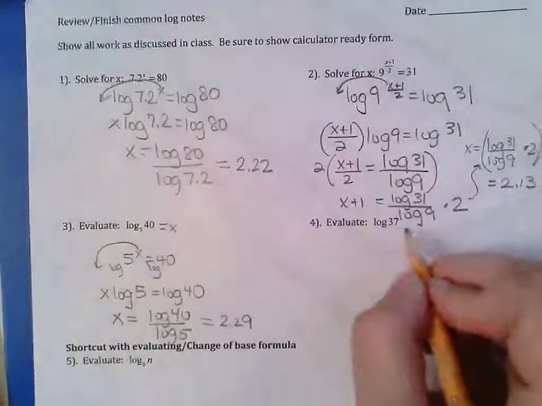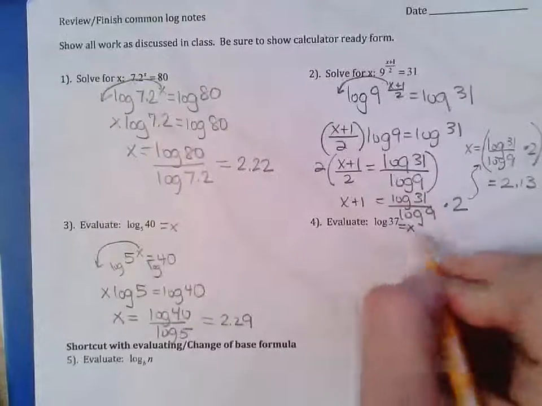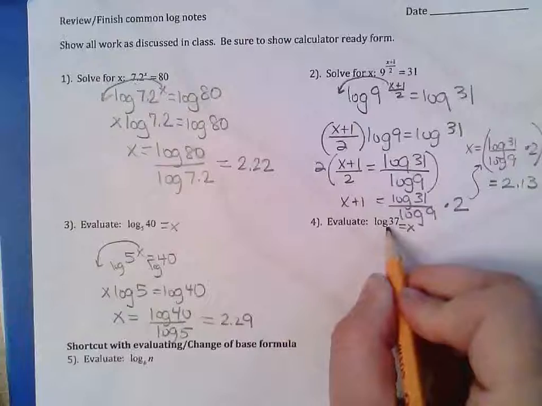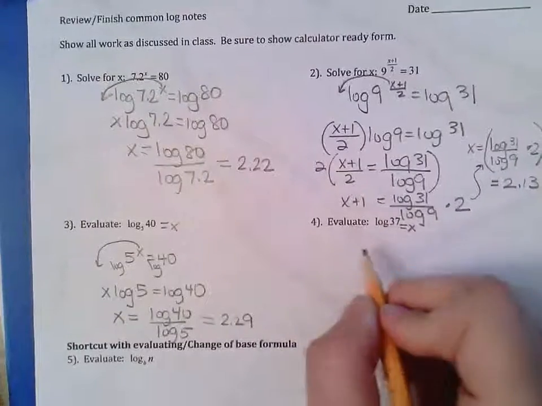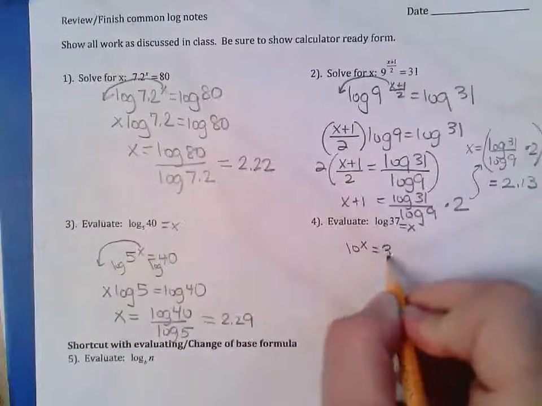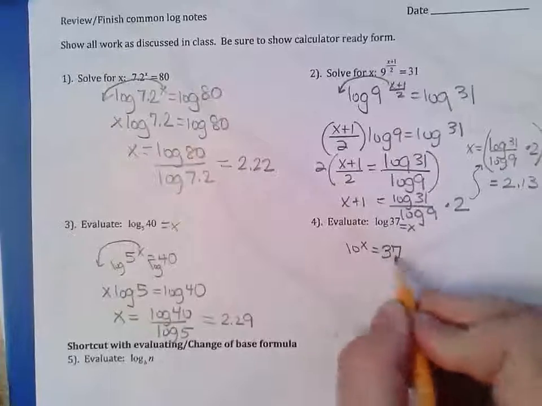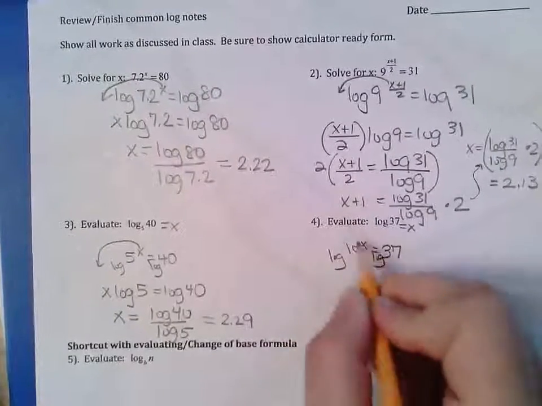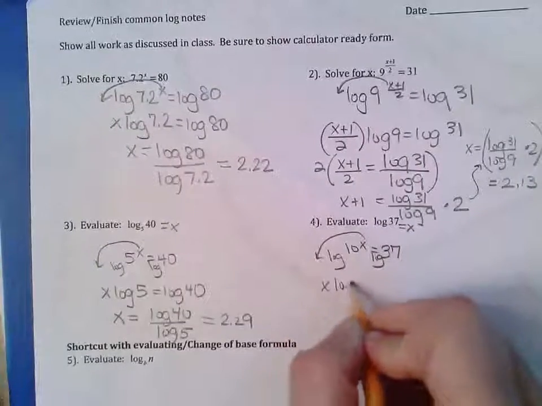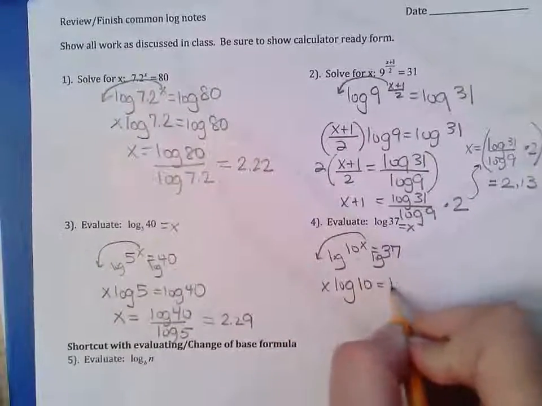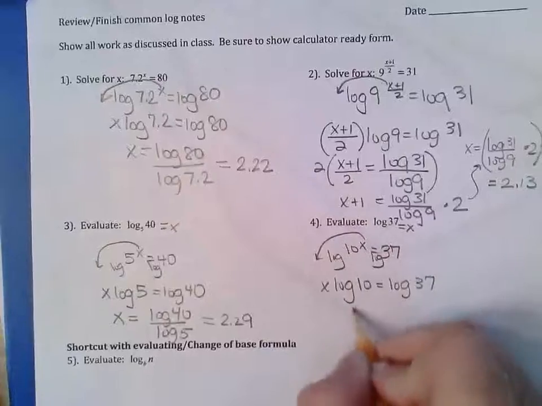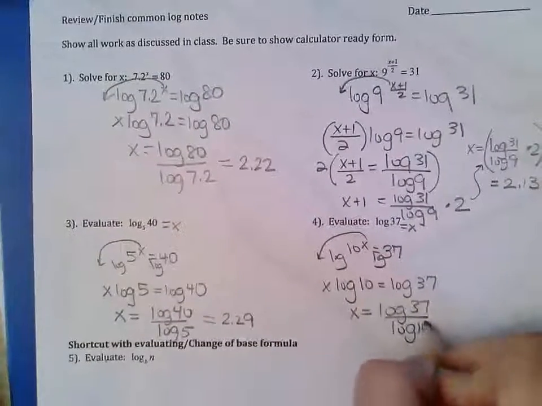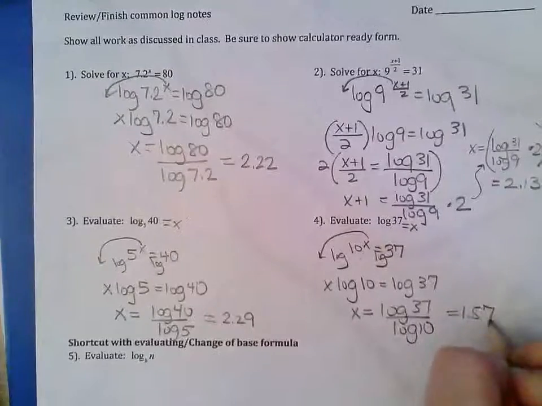And this one might look familiar too. If I add in an x here, log 37 equals x. This is common log, so base 10. 10 to the exponent equals my argument, so 10 to the x equals 37. And again, we couldn't get 10 and 37 to be like bases, so we took the log of both sides, brought the x out in front, and got x log 10 equals log 37, and we divided. Log 37 divided by log 10, which came out to be 1.57.